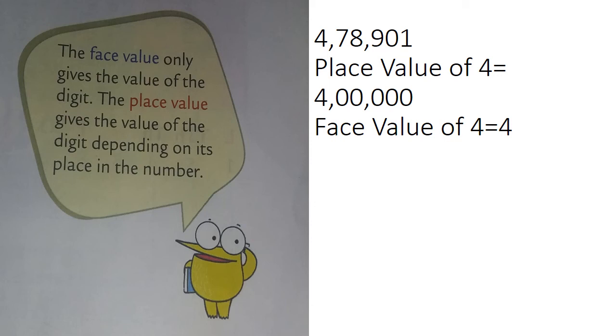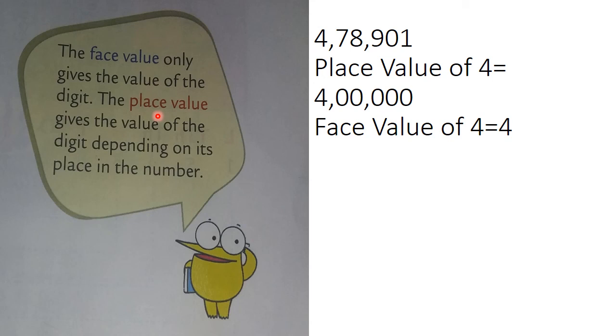Now, dear students, we have come to the end of this module, where we are going to discuss the last but not the least concept of class 4 maths. We have already talked about place value, and we know that place value gives us the value of the digit depending on its place in the number. So it's absolutely clear to us. But there is one more concept, which is known as face value. Face value is nothing but the digit itself. So the face value only gives the value of the digit, whereas the place value gives the value of the digit depending on its place in the number.